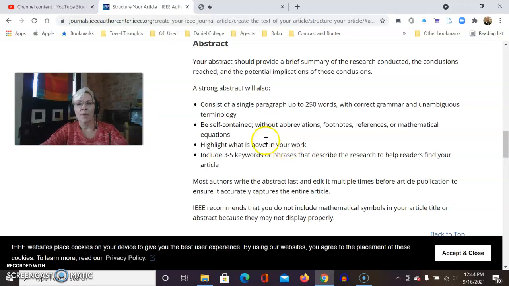You will follow the following rules. Single paragraph up to 250 words. 250 words is really long. That would be, if you were doing a single column paper, 200 words is about one whole page. In the double column, that's not quite that long, but 250 words would be a really long one. Yours are going to be much shorter than that most of the time. They should be self-contained, which means there shouldn't be abbreviations or footnotes or references or equations within an abstract. It's just a summary, okay?